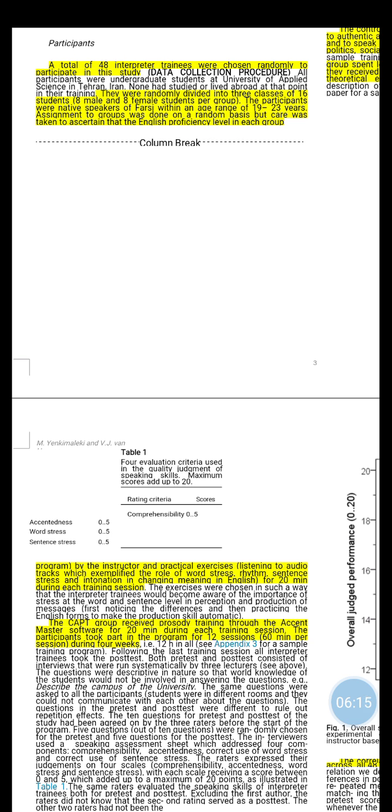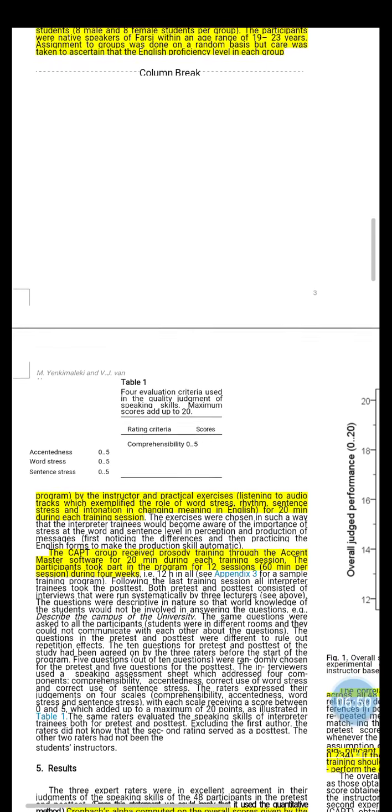Instructional and practical exercises included the audio tracks, which also exemplified the role of word stress, rhythm, sentence stress, and intonation in changing meaning in English for 20 minutes during each training session. While the CAPT, the computer assisted one, received prosody training through their software, Accent Master, for 20 minutes during each training session, and the participants took part in the program for 12 sessions, 60 minutes per session during 4 weeks. So they are different.